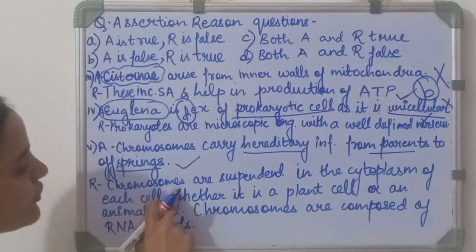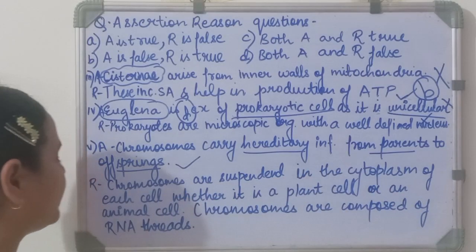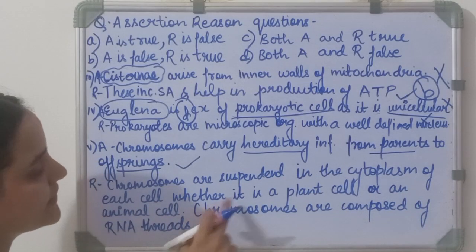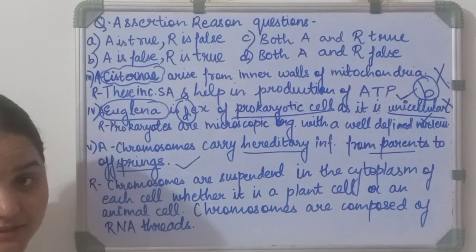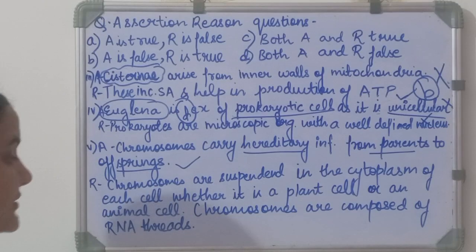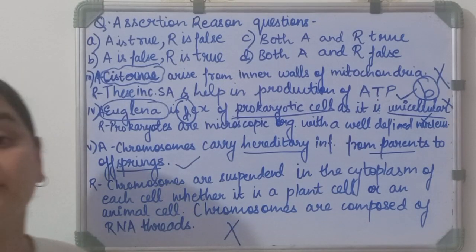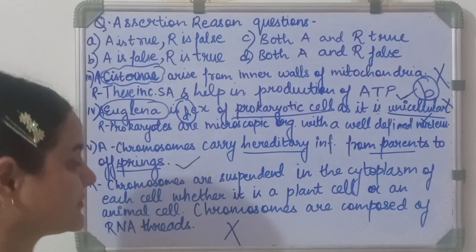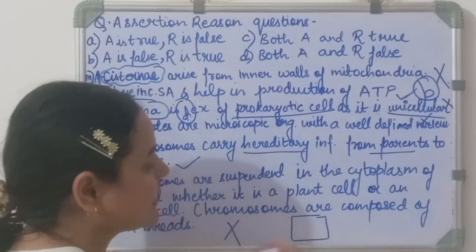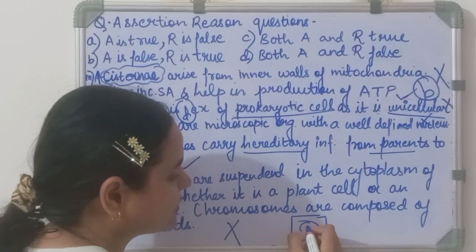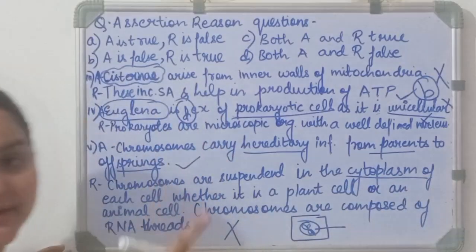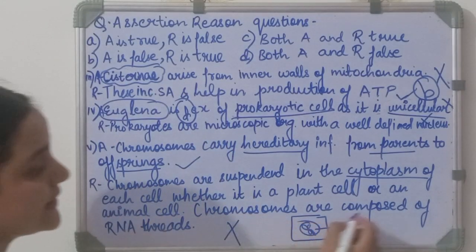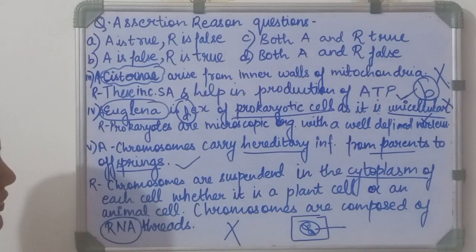Now, chromosomes are suspended in the cytoplasm of each cell, whether it is a plant cell or an animal cell. Chromosomes are composed of RNA thread. This statement is wrong. See, these chromosomes are suspended in the nucleoplasm. Suppose this is a cell, this is the nucleus, and here the chromosomes are found in the nucleoplasm. So they are not suspended in the cytoplasm, and they are composed of DNA, not RNA. So again, this statement is wrong.